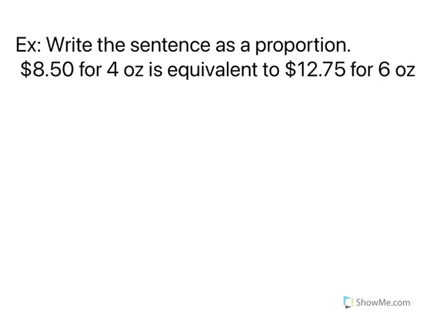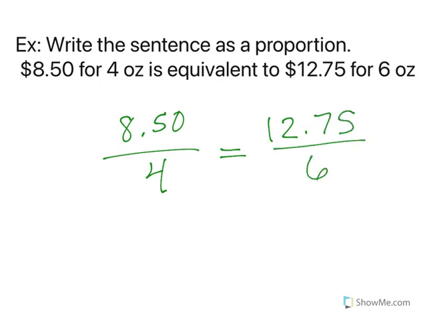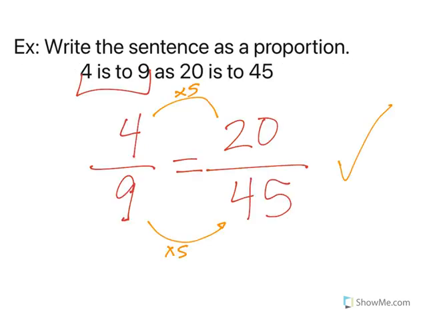Write this sentence as a proportion. $8.50 for 4 ounces is equivalent to $12.75 for 6 ounces. Well, this isn't as easy to verify, but I want to throw something at you.